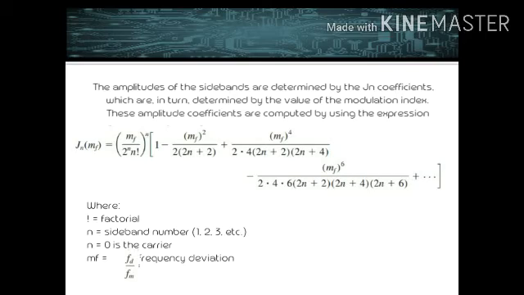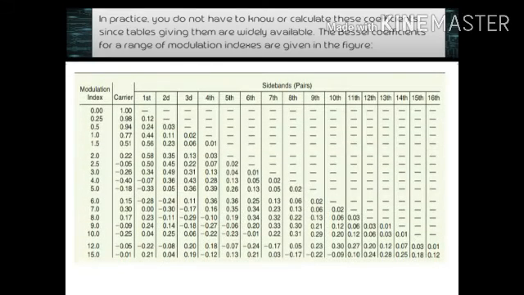The FM wave is expressed as a composite of sine waves of different frequencies and amplitudes that, when added, give an FM time domain signal. Note that, in practice, you do not have to know or calculate these coefficients, since tables giving them are widely available. The Bessel coefficients for a range of modulation index are given in the figure, while the formulas and the expression were given to you. You do not have to calculate those coefficients. You can use the Bessel coefficients for a range of modulation indexes which are given in the figure.